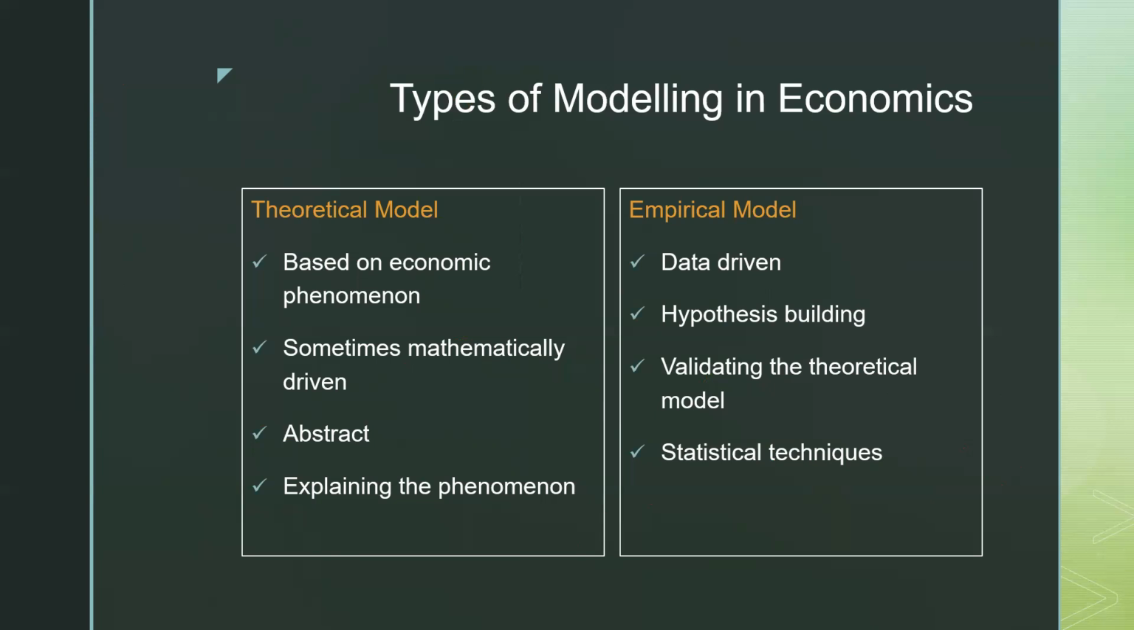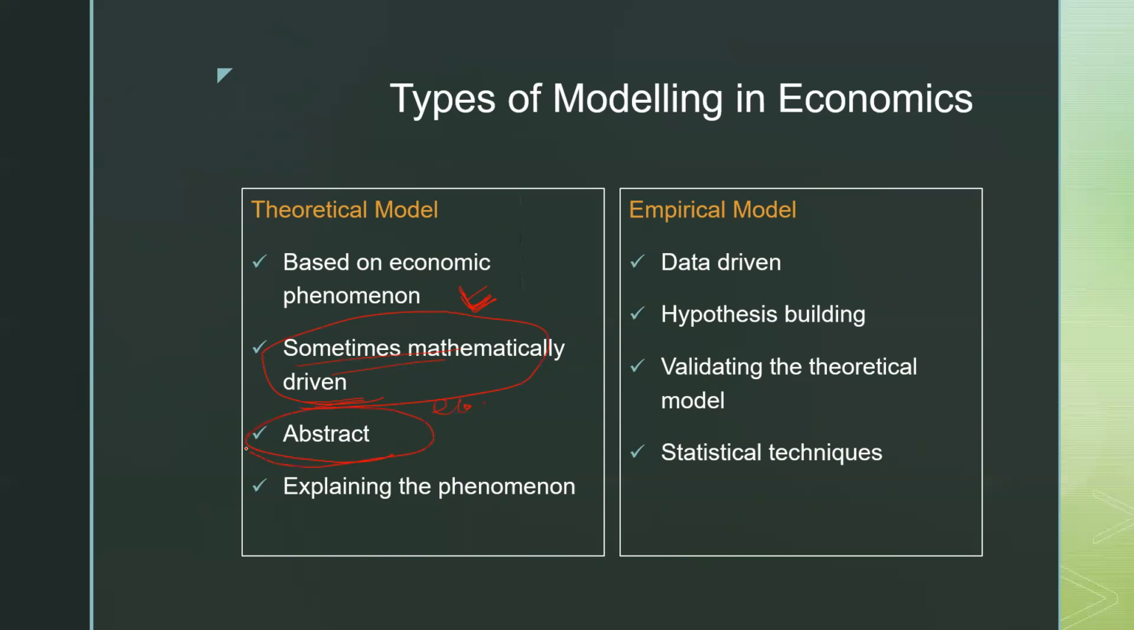So how many types of models are there in economics? One is the theoretical model and another is the empirical model. What is a theoretical model? See, these models are based on economic phenomena, like the utility model and the CAPM model. These depend on some economic phenomenon. Sometimes they use mathematical notations, formulas or techniques to model certain economic behavior.